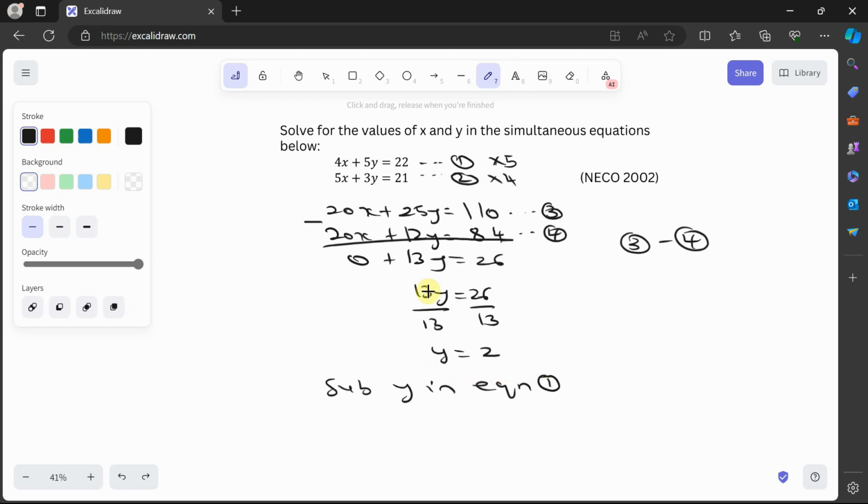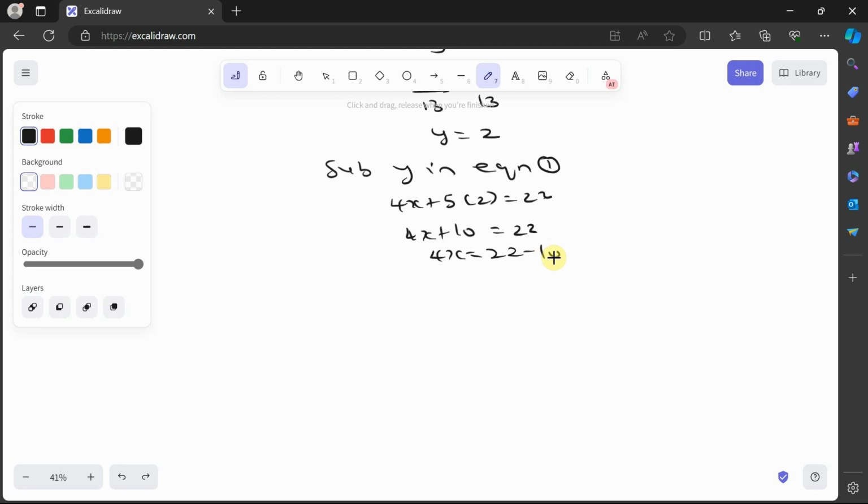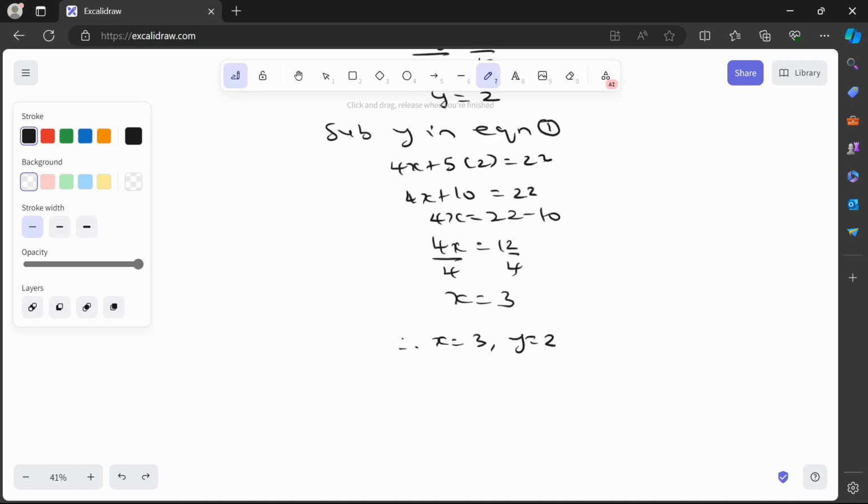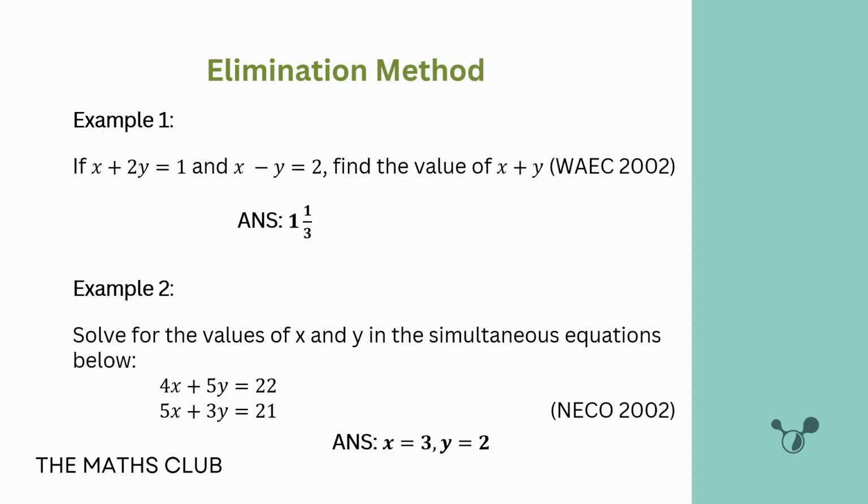So if I substitute, whenever I see y, I'll put 2. That will be 4x plus 5 open bracket 2 is equal to 22, and 4x plus 10 is equal to 22. So 4x will be equal to 22 minus 10. So our 4x will be equal to 12. If I divide both sides by 4, what will my x be? My x will be equal to 3. So therefore, x is equal to 3 and y is equal to 2. So that's basically it about this particular question. Let's see if our answer is correct. Great. So our x is equal to 3 and y is equal to 2.